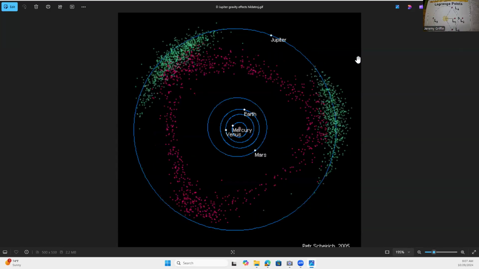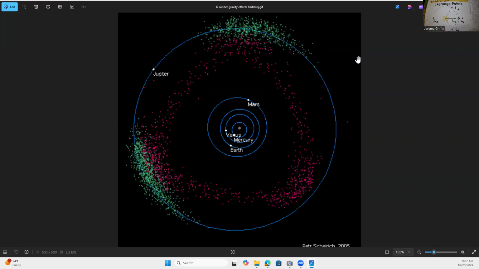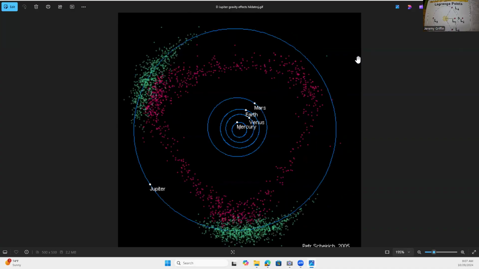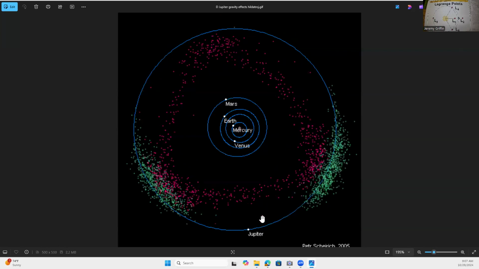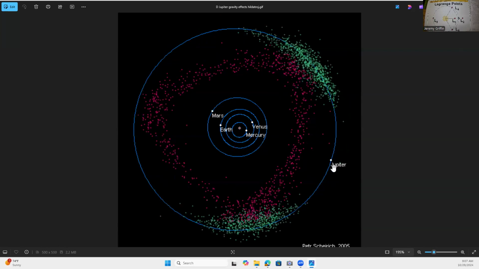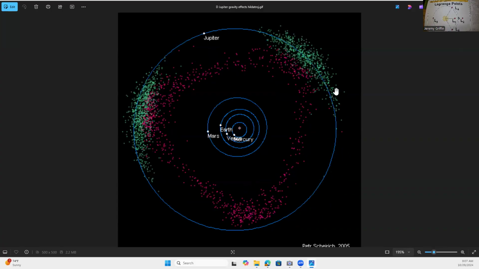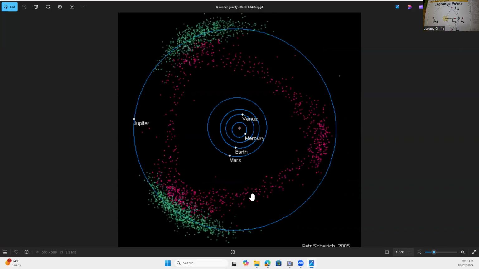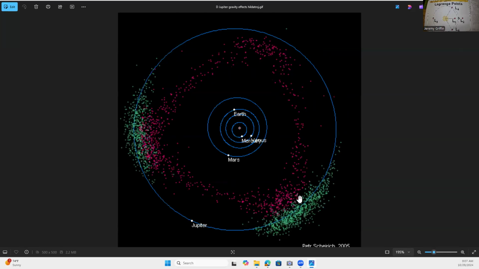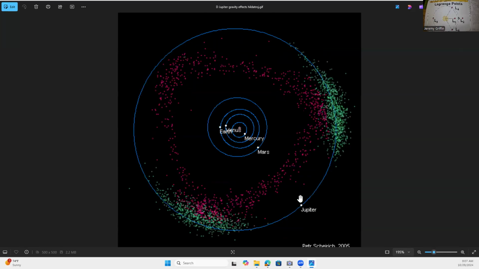Jupiter. Okay. Guys, the biggest mass in our solar system by far is the sun. It's like 99 point something percent of the mass of our solar system. What's the biggest mass after the sun? Jupiter. So between those two, the sun and Jupiter, that drives a lot of the orbital mechanics of our solar system. Right? What are all these little pink dots here? Asteroids. That's the asteroid belt.